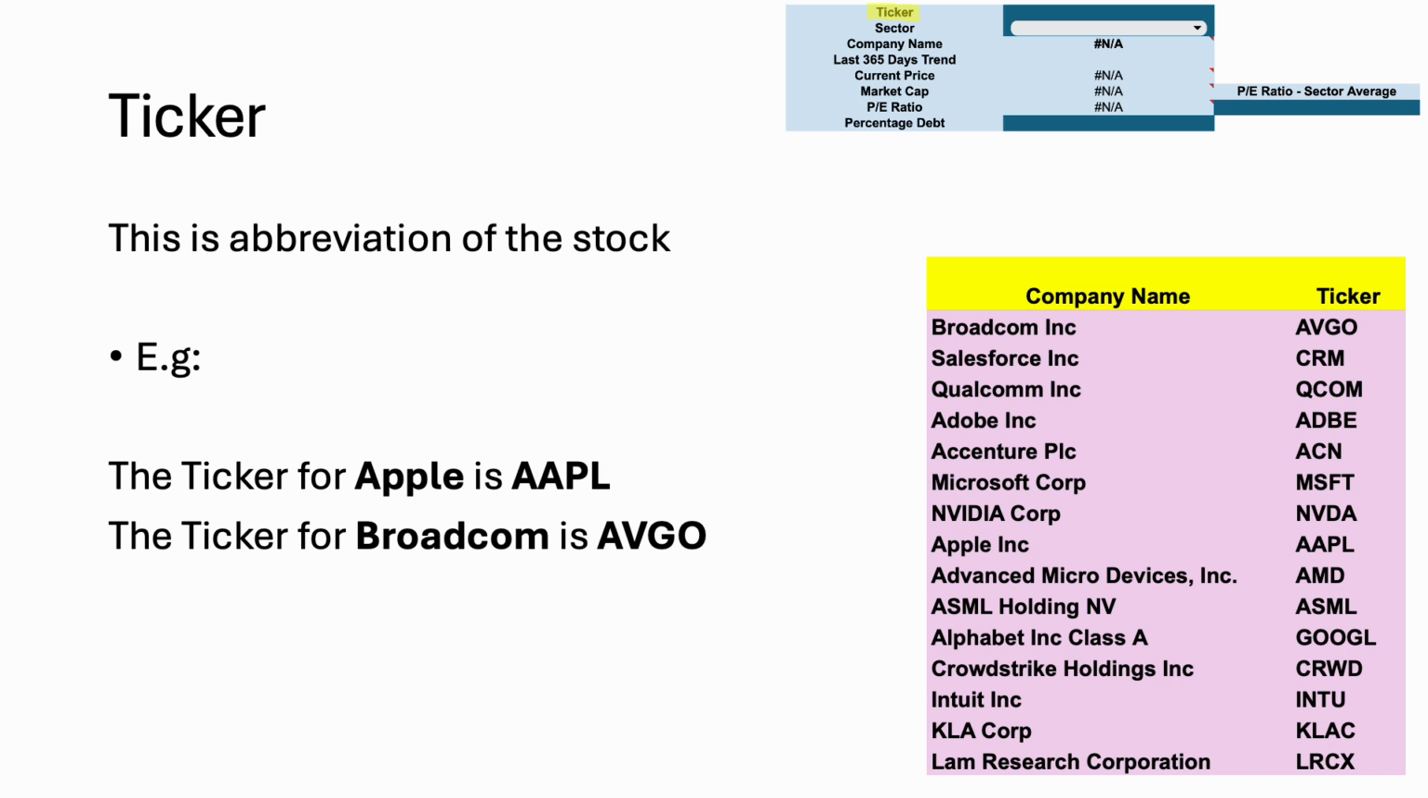It's basically just an abbreviation. So if I wanted to search an app for the stock, I don't need to search for the company name, I can just search the ticker. It's just there to make things easier.